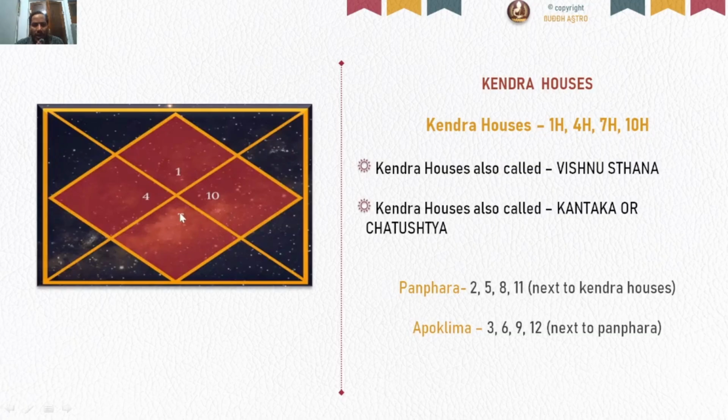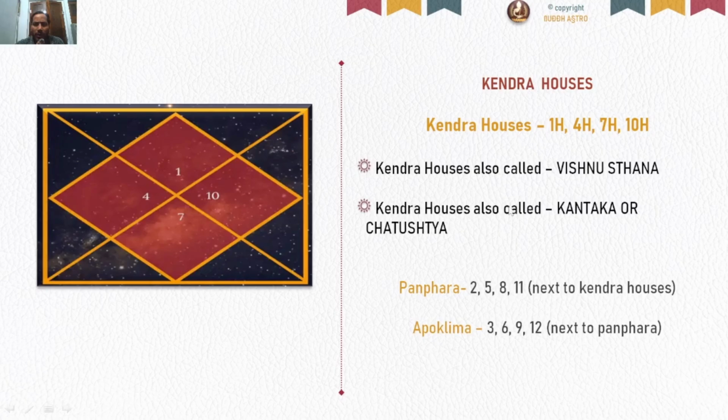Next Kendra house is the seventh house, so the next Panfar house will be the eighth house. And the fourth Kendra house is the 10th house, so the next Panfara house will be the 11th house. That's why the second house, fifth house, eighth house, and 11th house are known as Panfara houses. And the house next from the Panfara house is known as Apoclim.